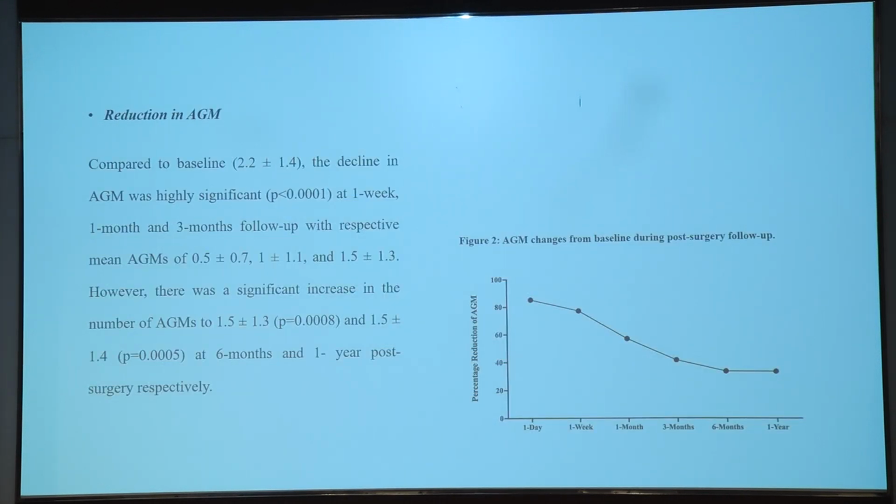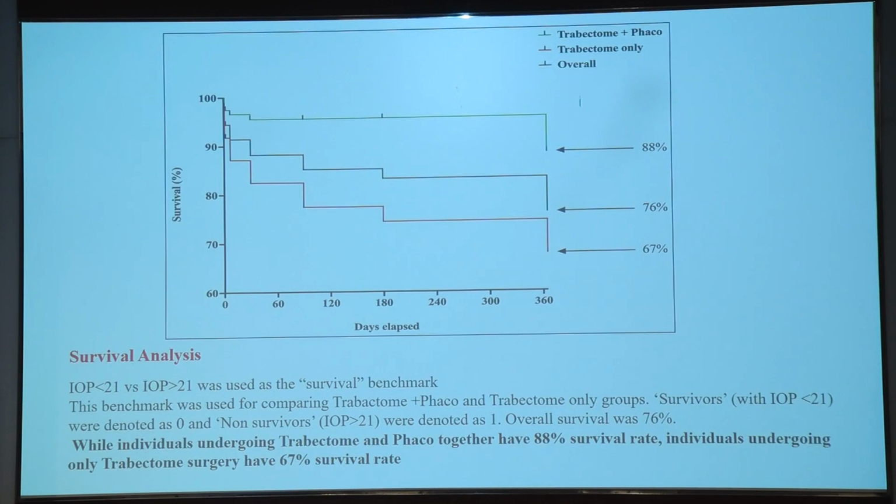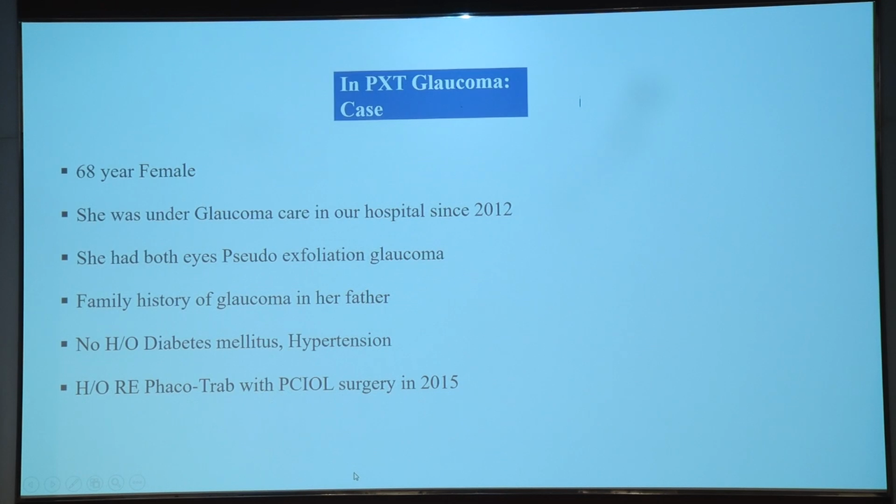And there was reduction of AGMs by more than 1, and this is the survival analysis plot. So the individuals undergoing trabectome and phaco had 88% survival at the end of 1 year, and with trabectome surgery alone 67% survival. So just 1 or 2 cases, it is very effective in patients with pseudoexfoliation glaucoma and pigmentary glaucoma.